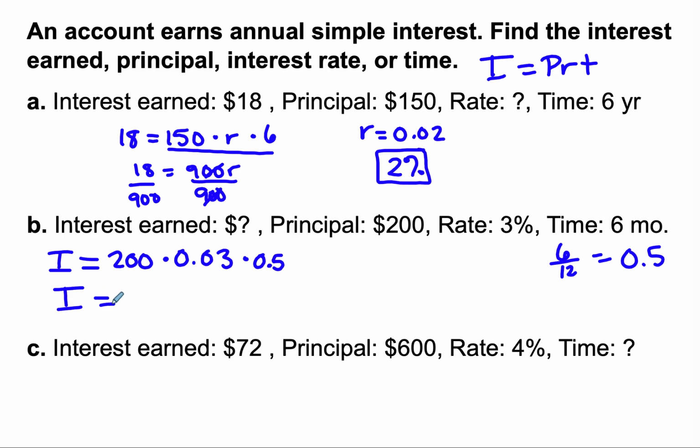My variable is already isolated, so I don't have to do anything to both sides. I just have to multiply the numbers that are together. So 200 times 3/100 times 5/10 gives us 3. This is money, so dollars. So in half a year, you've only earned $3.